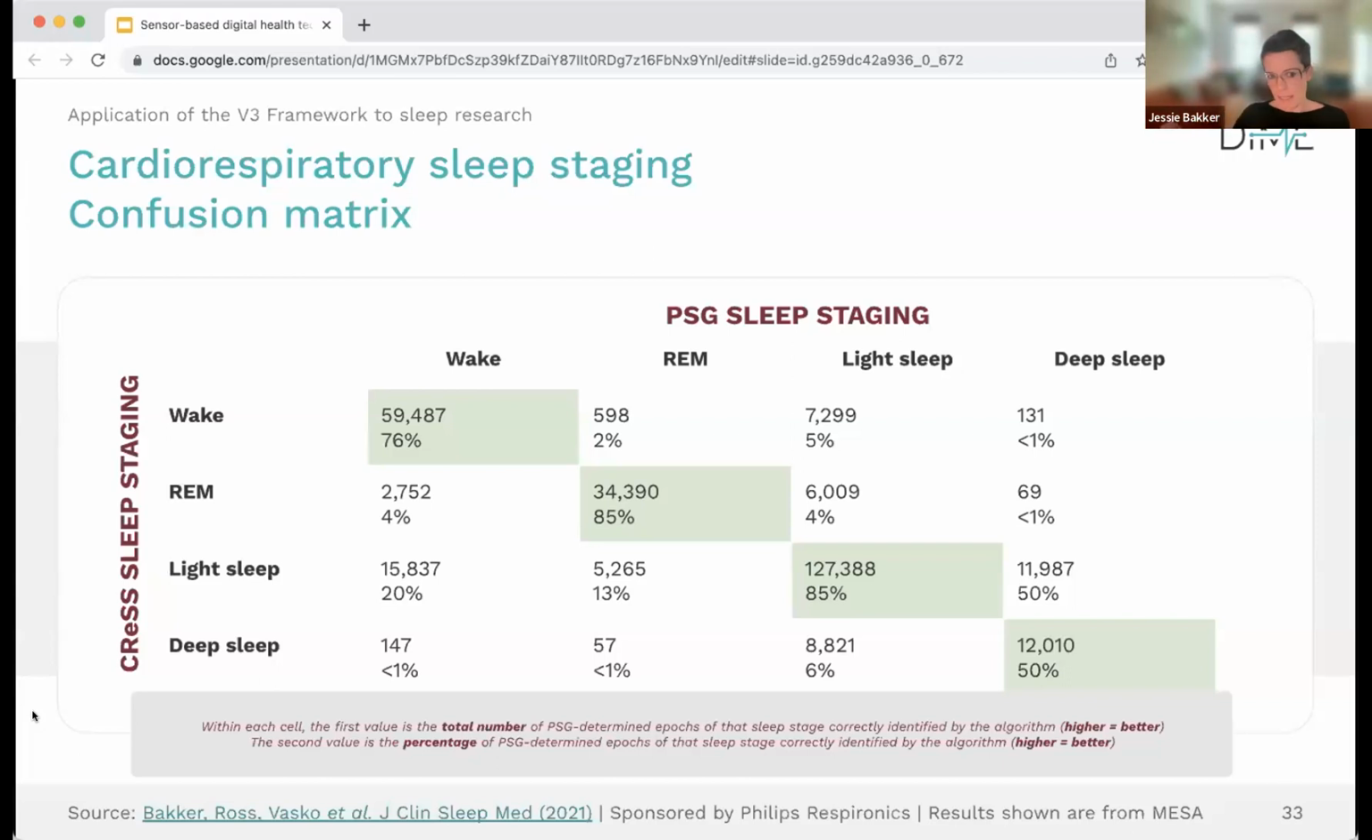And as we move down that diagonal line with the green cells, the algorithm correctly identified 85% of the REM epochs, 85% of the light sleep epochs, so that's N1 and N2 combined, and 50% of the deep sleep epochs.